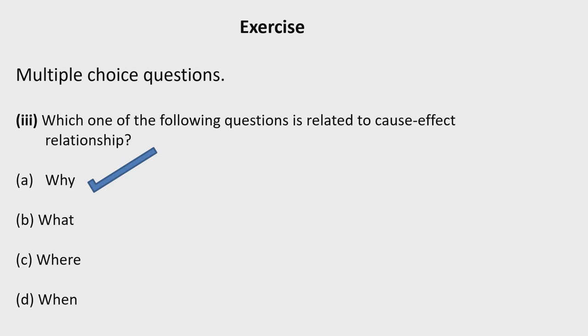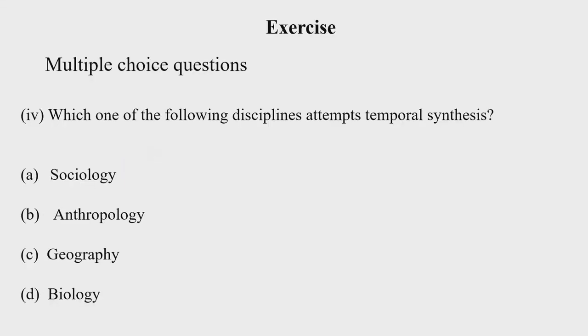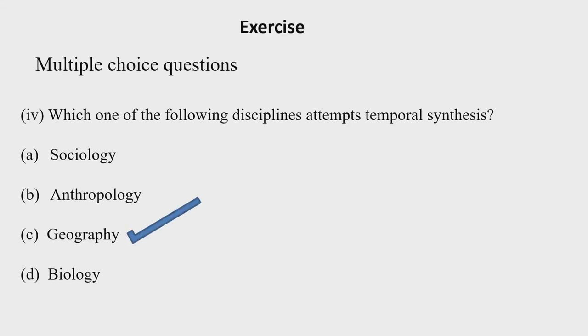The next question for you is, which one of the following disciplines attempts temporal synthesis? The options for you are option number 1, sociology. Option number 2, anthropology. Option number 3, geography. Option number 4, biology. And the right answer for you is geography.